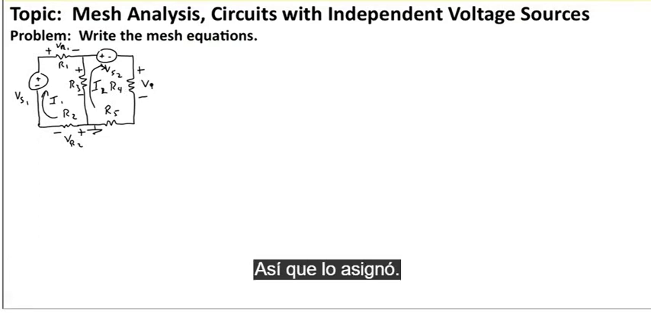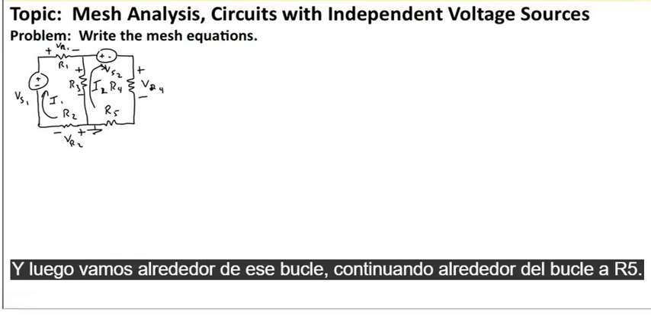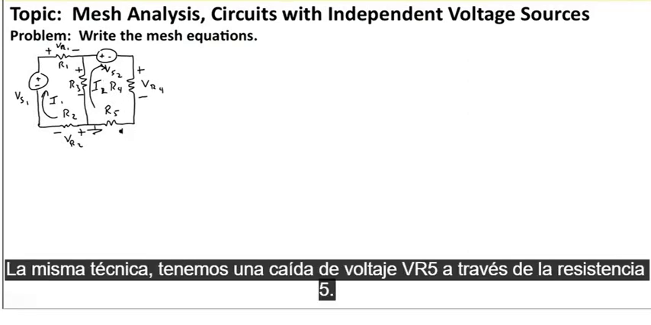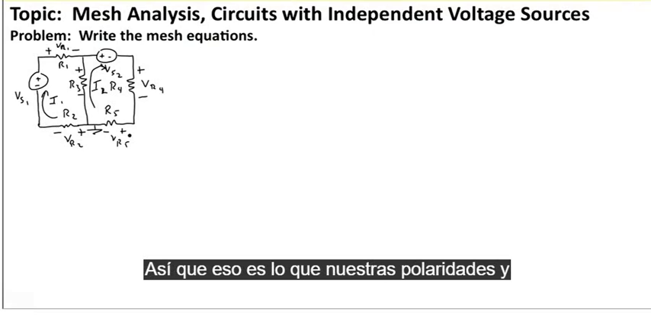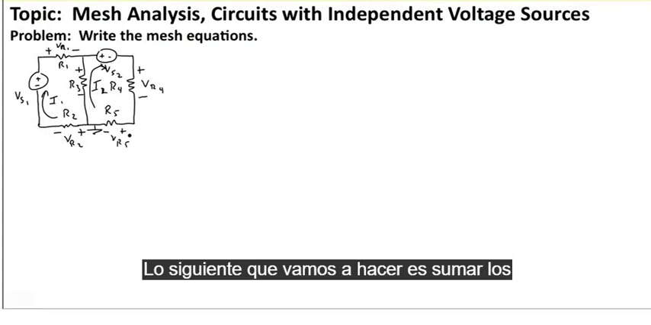So we assign the voltage drop across resistor R4 as shown, VR4. Then we go around that loop, continue around the loop to R5, and sum the voltages equal to 0. We have a voltage drop VR5 across resistor R5. So we have these 3 equations and 3 unknowns, and we could solve these equations for I1, I2, and I3, and our voltage drop assignments. Then we could find any other voltages or currents based on the passive sign convention.